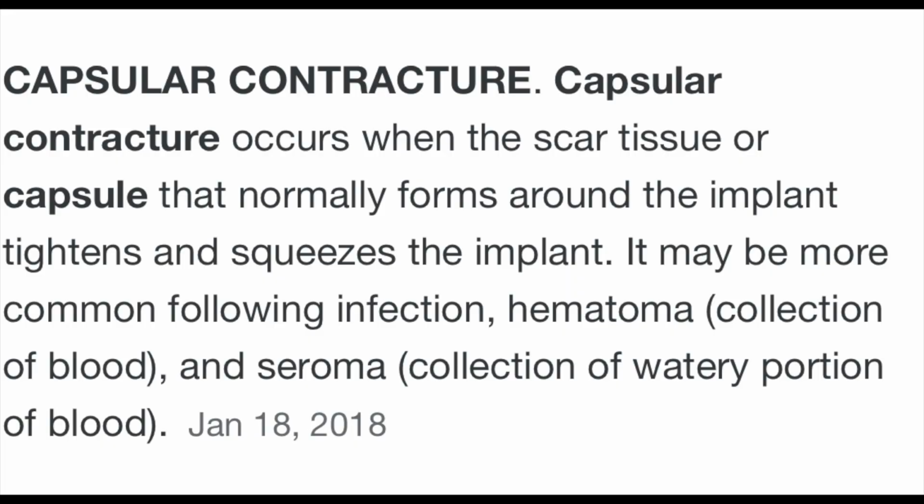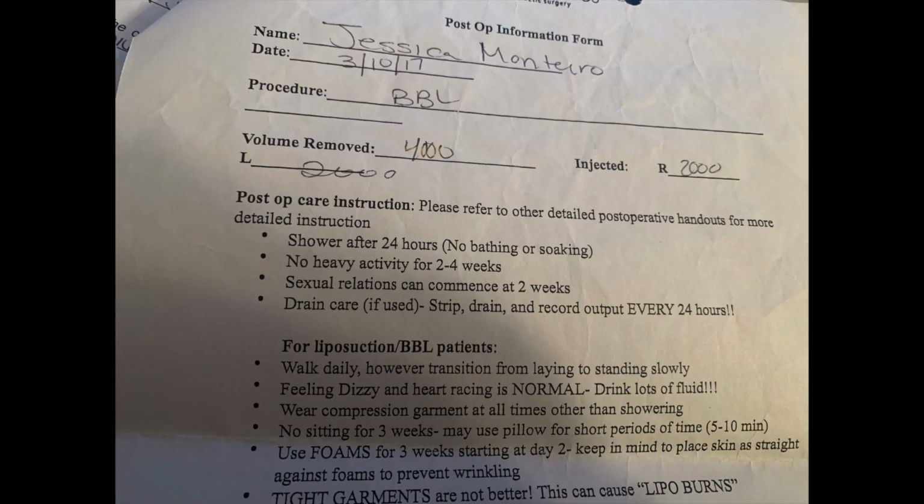CC. So CC could be capsular contracture. CC or CCs normally are referring to implant size or cubic centimeters. CCs are typically used because fat is solid and not liquid. So your CCs could be how much was removed, how much was injected. For instance, when I had surgery in Miami, they removed 4,000 CCs total, and they put in 2,000 CCs on each side. So in each butt cheek.